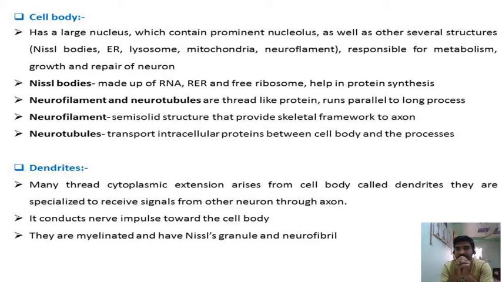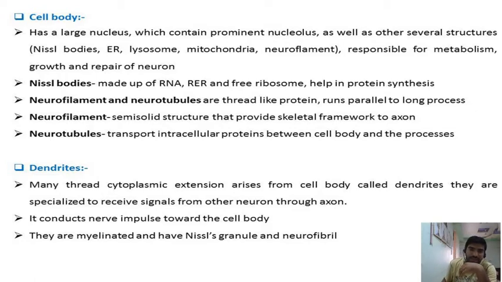Another one is the dendrites. Many thread-like cytoplasmic expansions, various branches arising from the cell body, are called dendrites. These dendrites are specialized to receive signals from other neurons through their axons. They conduct nerve impulses toward the cell body.